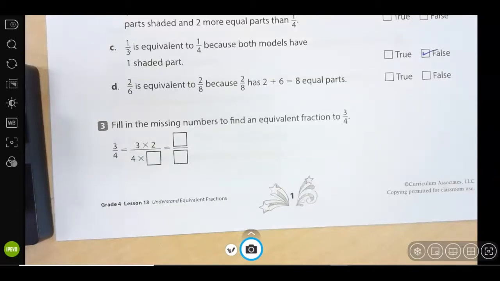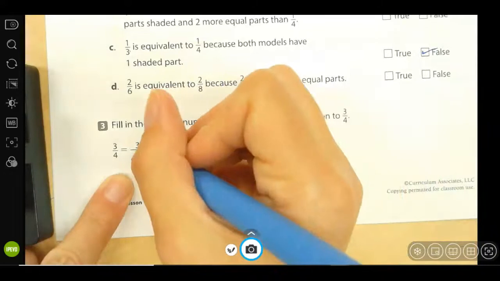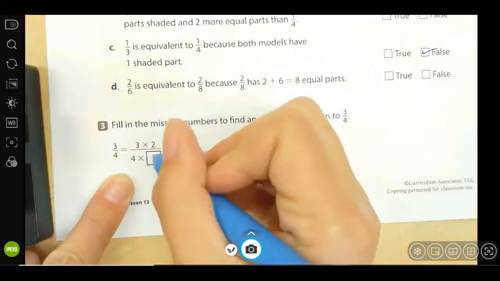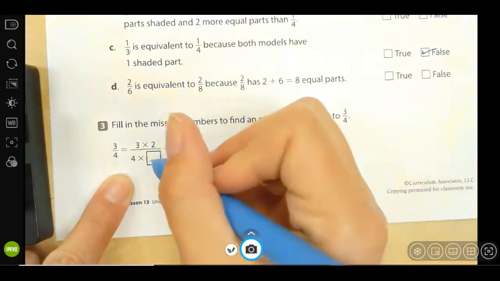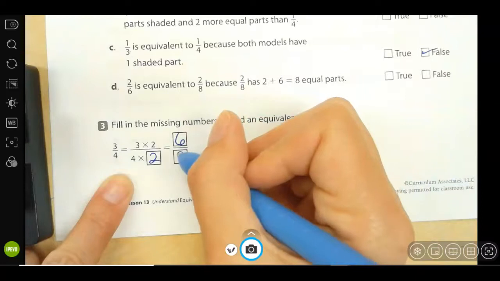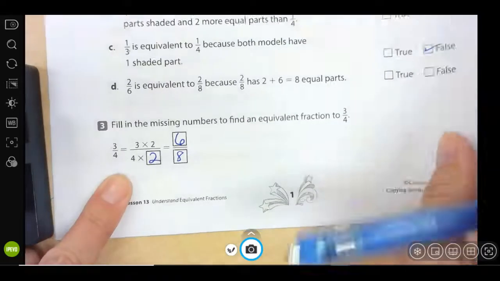Good. Tyler, tell me what you got for your missing numbers. I got 3 times 2 equals 6. Good. And then what did you put here? 2, because whatever you do to the top, you do to the bottom. 4 times 2 is 8. Okay? So 3/4 is an equal fraction to 6/8. Awesome.